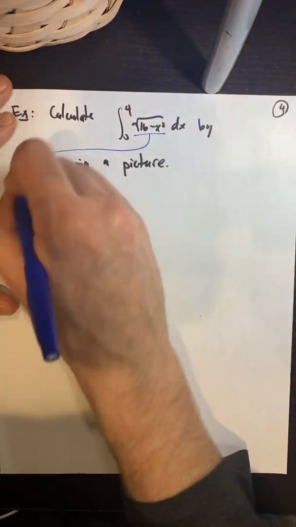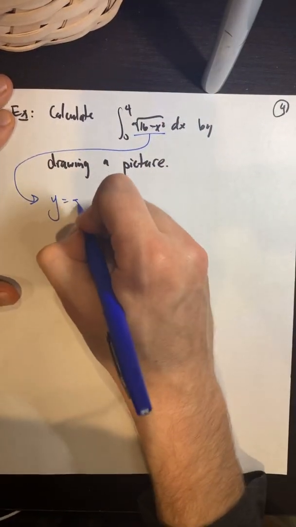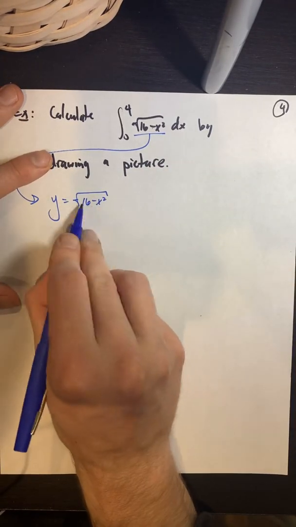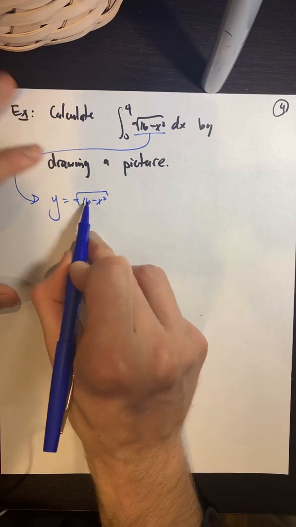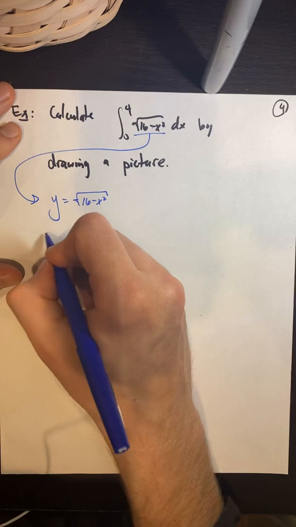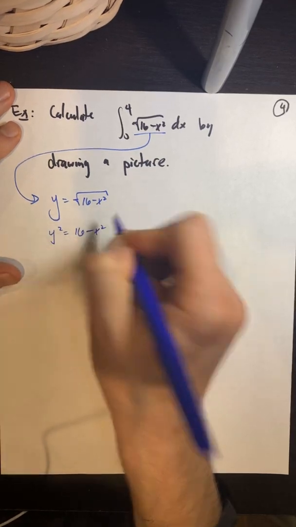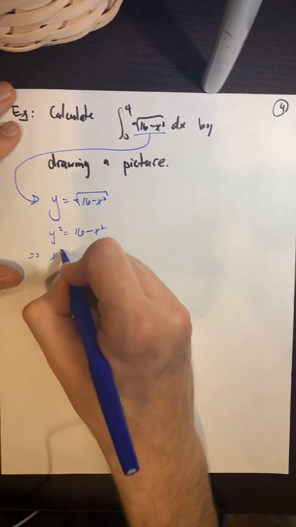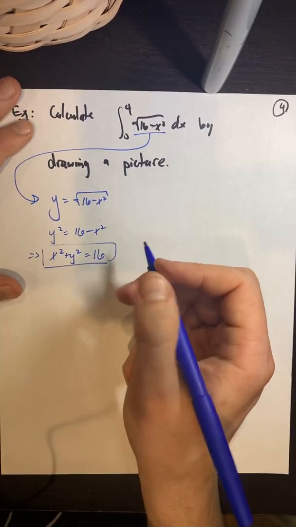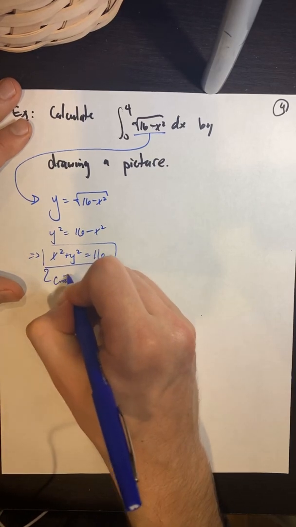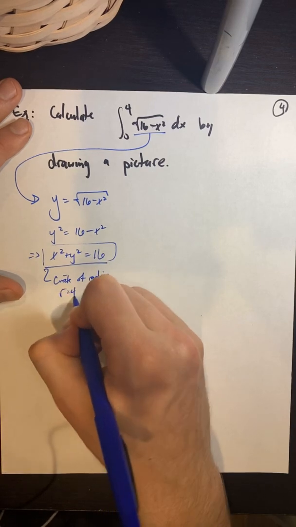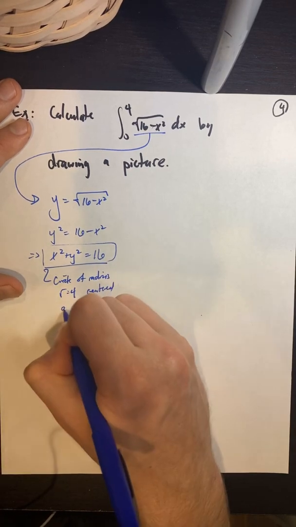So think about this function here. I'll label it y equals the square root of 16 minus x squared. And look at this, for all values of x where this thing is defined, y is always positive. So if I square both sides, I would get this. And then if I add the x squared over, I get the equation x squared plus y squared equals 16. And this is a circle of radius r equals 4, centered at the origin.